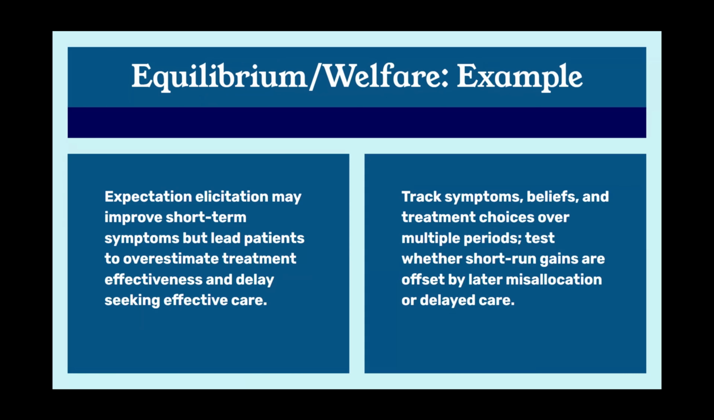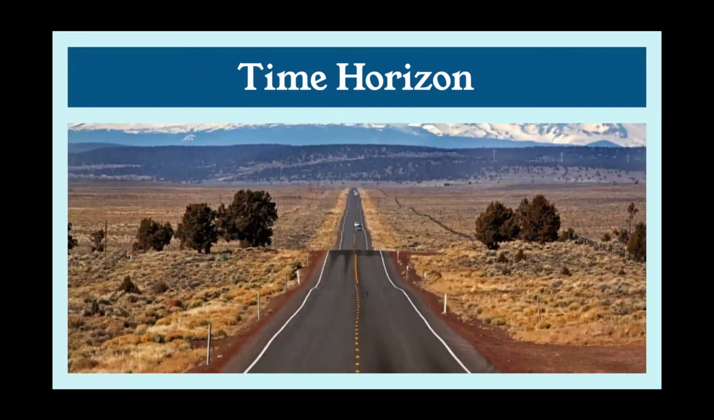In our example, expectation elicitation may improve short-term symptoms, but lead patients to overestimate treatment effectiveness and delay seeking effective care. So a valuable study to fill this gap would be one that tracks symptoms, beliefs, and treatment choices over multiple periods, and tests whether short-run gains are offset by later misallocation or delayed care. And the last half of this study description leads into our final category, the time horizon gap.